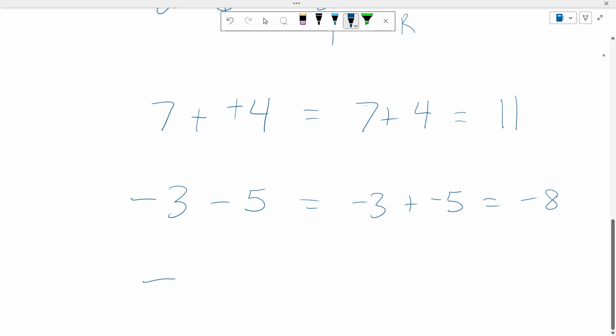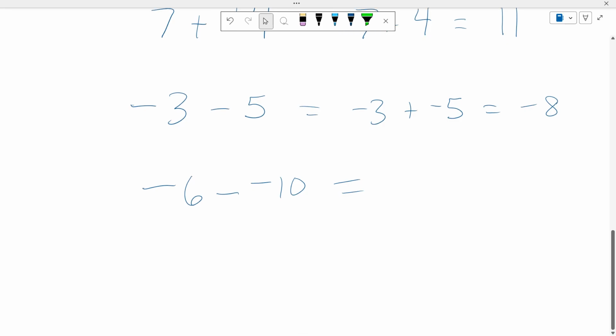All right, last one. -6 minus a -10. Remember, when you have subtraction with positive and negative numbers, change it to an addition problem. So you change this to -6 plus a +10, a positive. 6 reds, 10 yellows. If we match up 6 of these with 6 of these, how many yellows are left? 4 yellows. So that means we're at a +4.